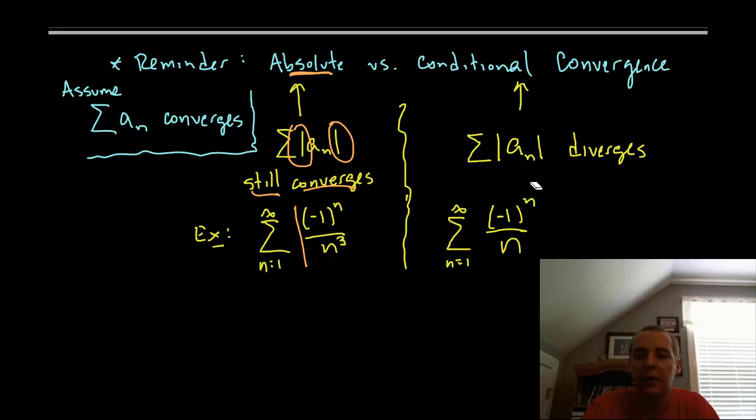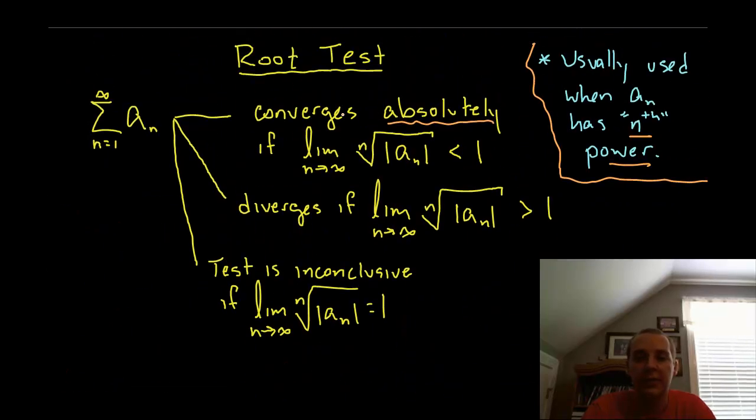On the other hand, take a series like this, sum of negative 1 to the n over n. That converges, yes, by alternating series test or whatever test you want to use. But if you took the absolute value of these terms and got rid of that negative 1 to the n, and then you're taking the sum of 1 over n, that would diverge by p-series test. So this is a weaker type of convergence. So anyway, what the root test gives you is absolute convergence if it holds true.